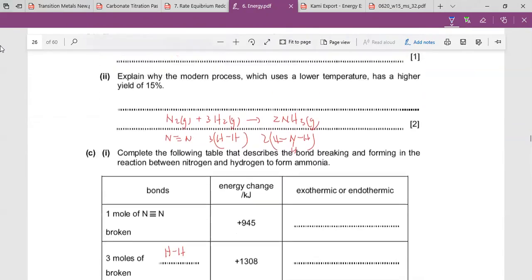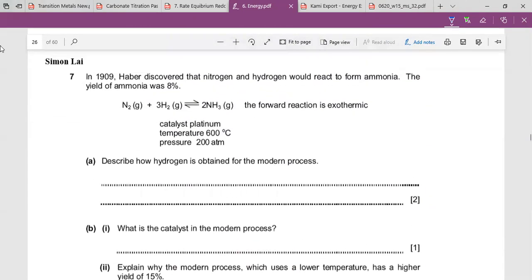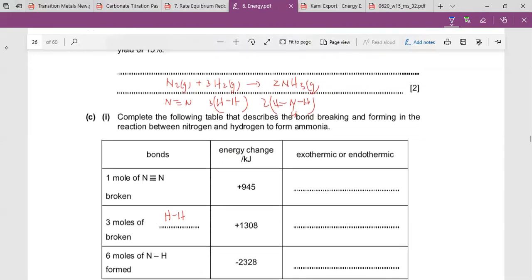Now here, this is of course your Haber process, which you will do later as a reversible process. Okay, see here, right? Remember, this nitrogen has a triple bond. Hydrogen here is a single bond. And ammonia here, you know, all this was done before, bonding. So complete the table, describe the bond breaking and bond forming in the reaction between nitrogen and hydrogen forming ammonia. This is ammonia, of course.